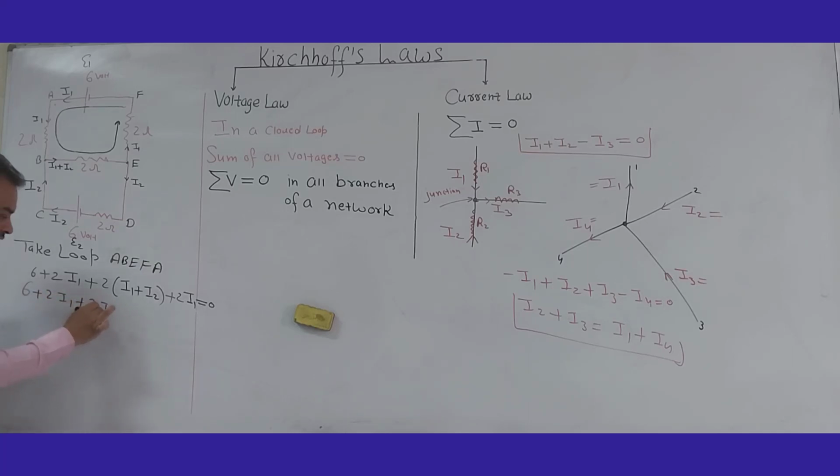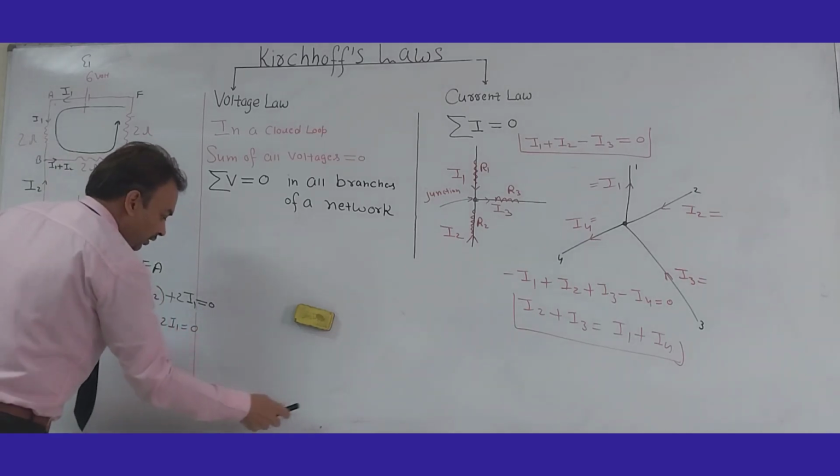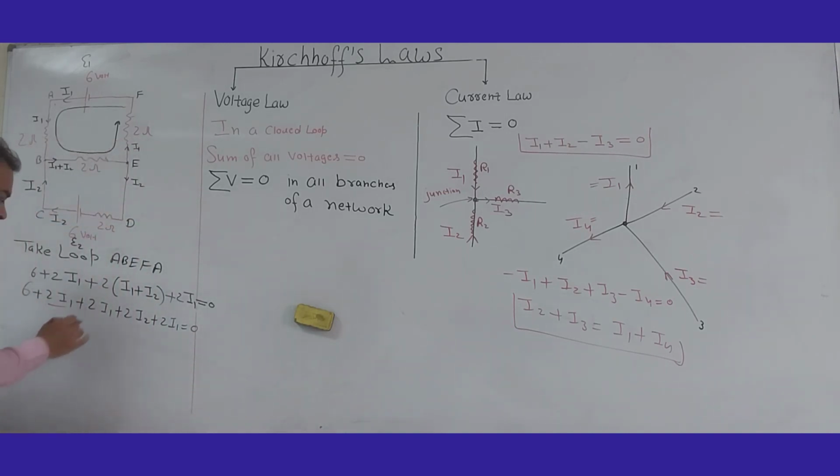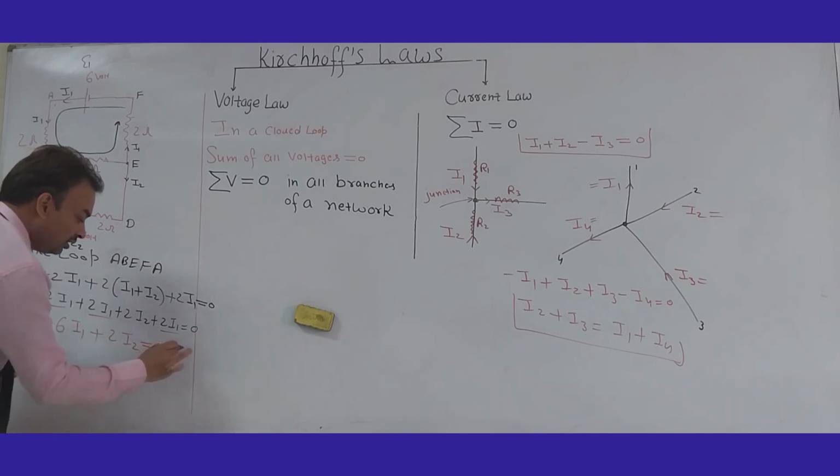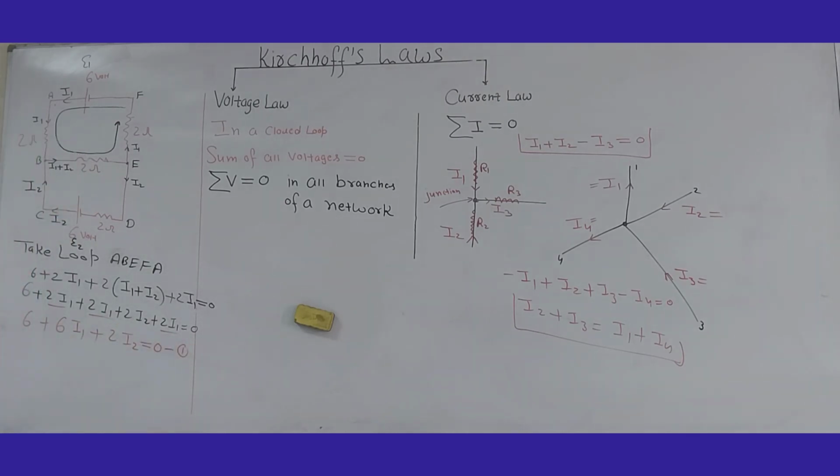Now this is mathematics. 2I1 plus 2I2 plus 2I1 is equal to 0. Now check the I1. This I1, 2I1, 4I1, and then 6I1, right? 6I1 plus how many I2? 2I2, so 6I1 plus 2I2 is equal to 0. Let me take this as equation 1. So from the upper loop, I get equation 1.